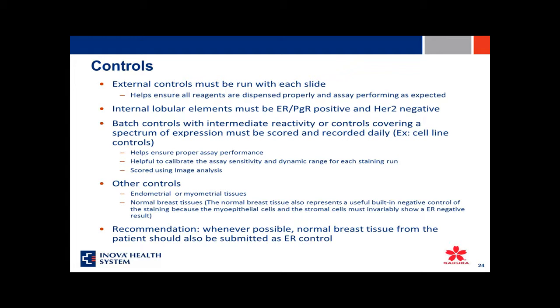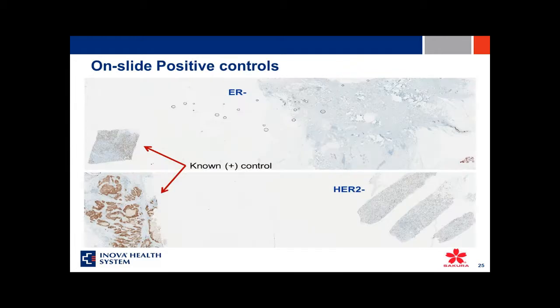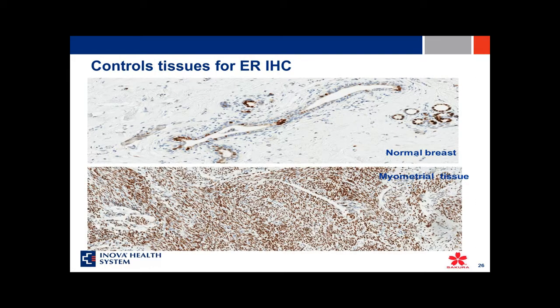So based on our experience, we recommend that whenever possible, normal breast tissue from the patient should be submitted as an ER control. These are some examples of the controls. As you can see here, this is an ER negative slide, but your internal lobular elements are positive, and your on-slide external control is positive, but the slide itself is negative. This shows that your assay is working. This is a HER2 negative slide again, but your control is positive, so it shows that your assay is working. These are some of the cool controls that we also use apart from our internal and external controls.